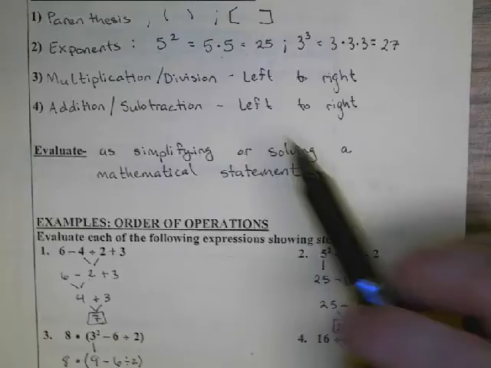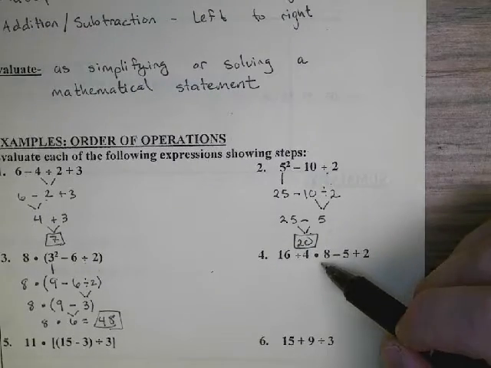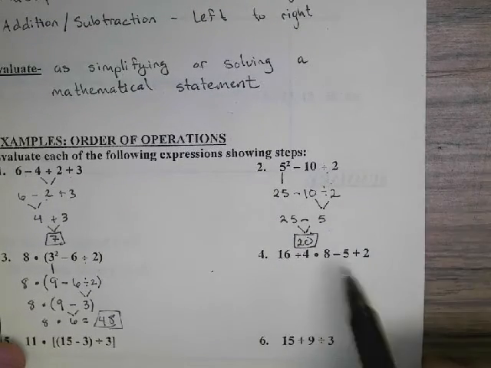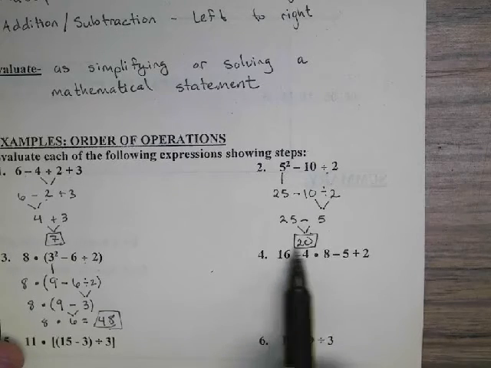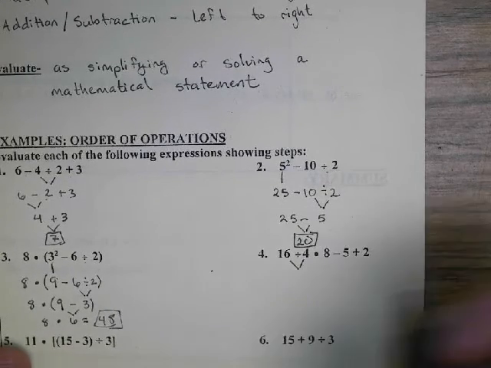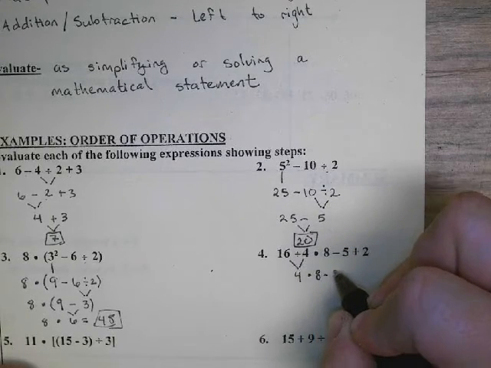Remember, if it's multiplication and division, we do it left to right. So even though we say the multiplication first, we always do division and multiplication left to right. So in this problem, I'm actually going to do division first. So I have 16 divided by 4 is 4. Then I'll bring down everything else.